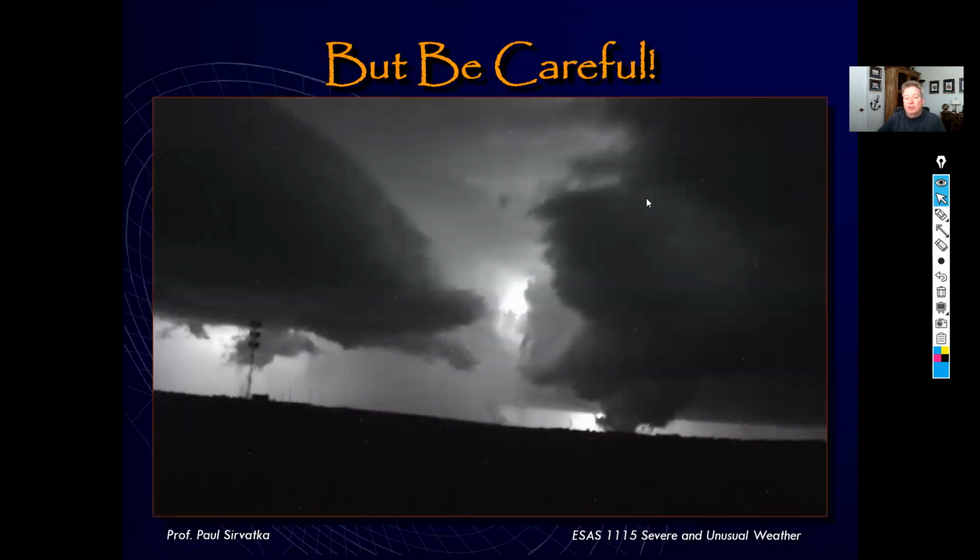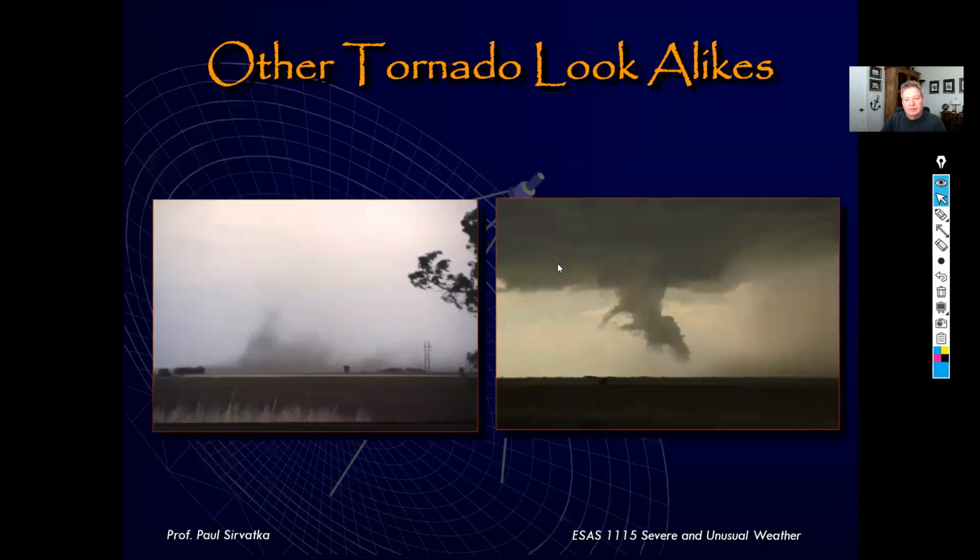Here's an example too of just a quick flash of light, and there's all sorts of weird hanging down stuff. Looks like something there. This is actually just low hanging scud. It is not a tornado, but be careful at night. It's easy to convince yourself of things that aren't really there.